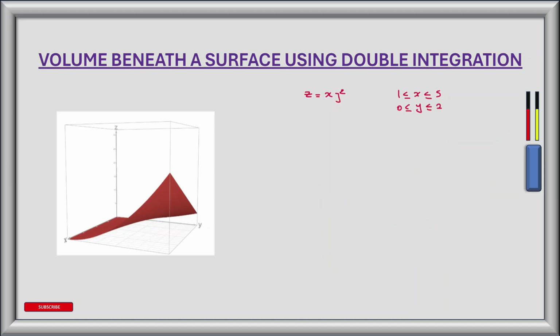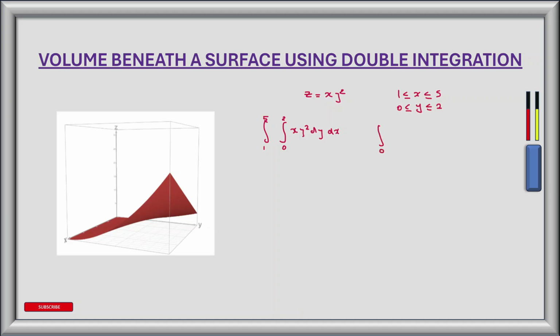Now during the presentation I said we could do the integral across the x-axis first or the integral across the y-axis first. So let's demonstrate that we can actually do that. So this time we want to integrate from 0 to 2 xy squared dy, and then we want to integrate from 1 to 5 the result of this function, which will be a function of x, by dx, so along the x-axis. So let's integrate along the y-axis first.